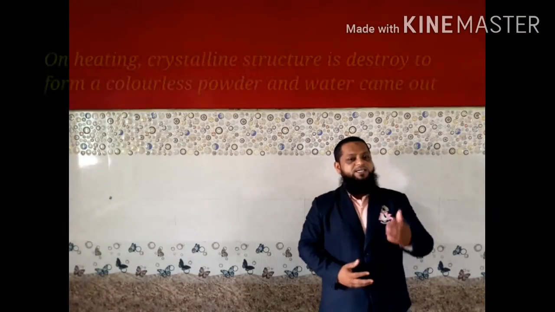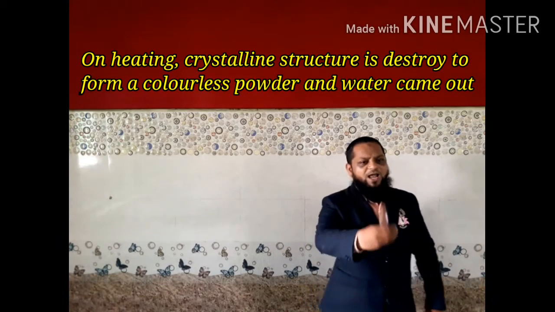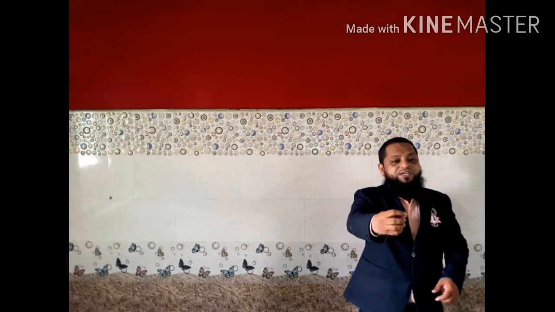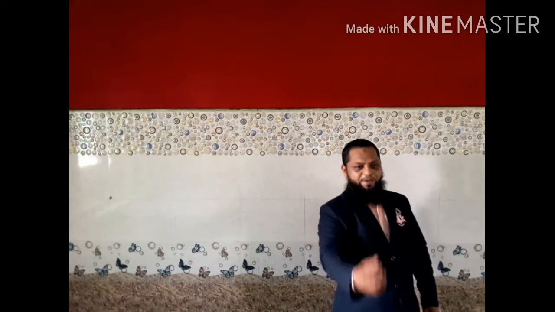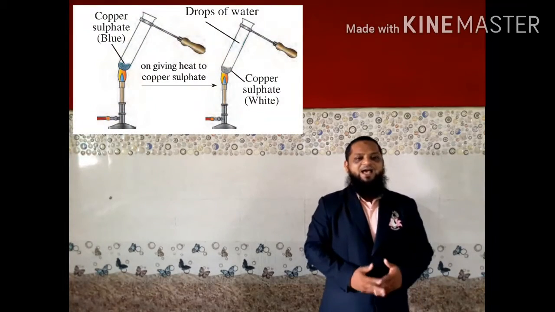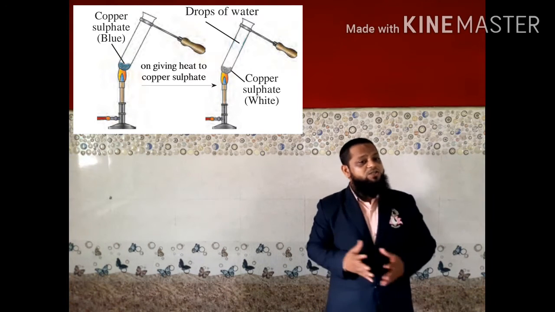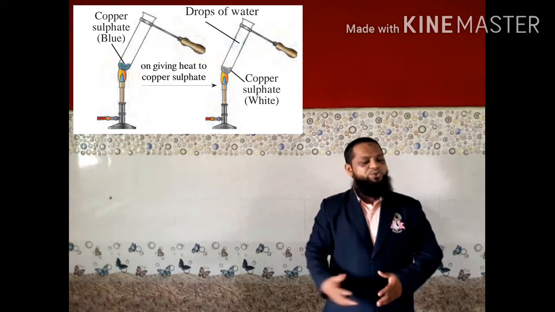On heating, the crystalline structure of blue vitriol breaks down to form a colorless powder and water will come out. This water was part of the crystal structure of blue vitriol. It is called water of crystallization. On adding water to the white powder, a solution was formed which had the same color as the solution in the first test tube. From this, we come to know that no chemical change has occurred in the crystals of blue vitriol due to heating.